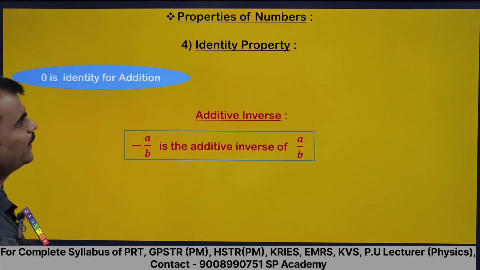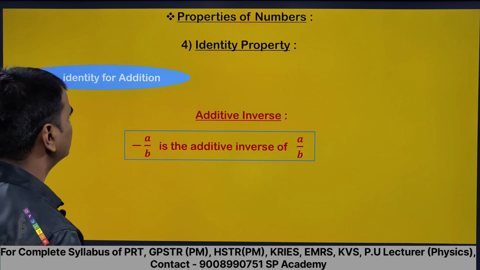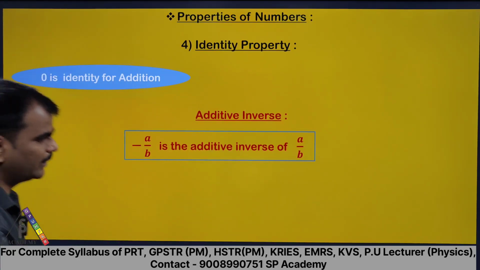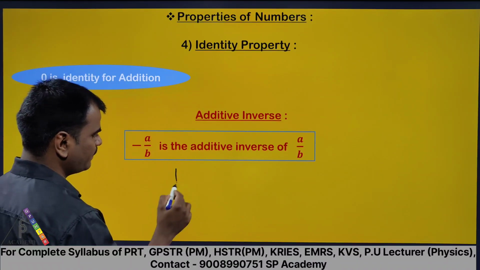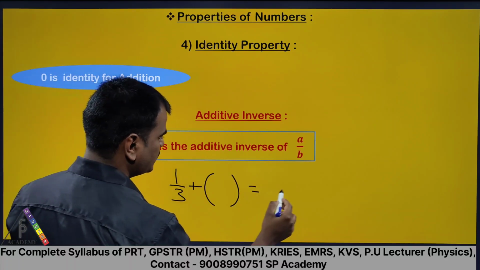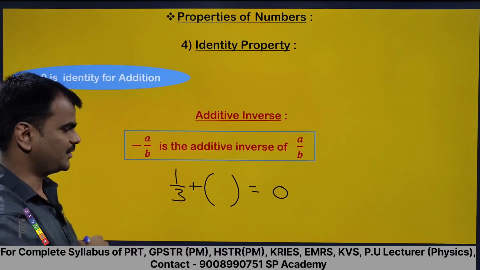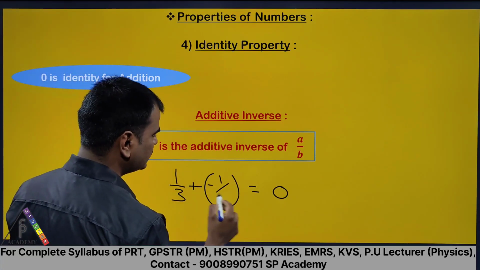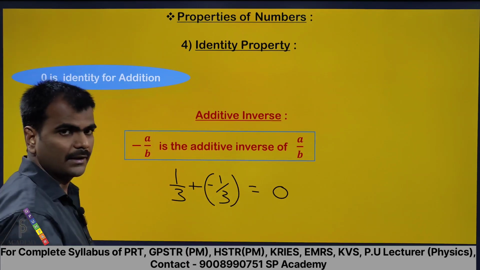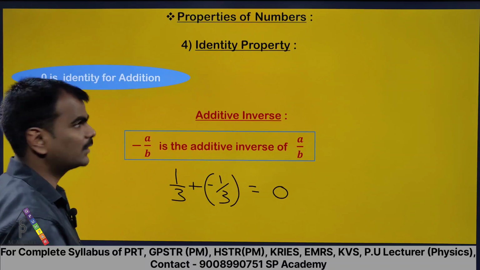Next, the properties on numbers, that is the fourth property, the additive inverse property. Additive inverse means that minus a by b is the additive inverse of a by b. If you consider some number 1 by 3, you have to add some number so that the answer is equal to 0. That is minus 1 by 3. If 1 by 3 is a by b, minus of a by b, the minus of 1 by 3, will be the additive inverse of 1 by 3, because the resultant should be equal to 0.